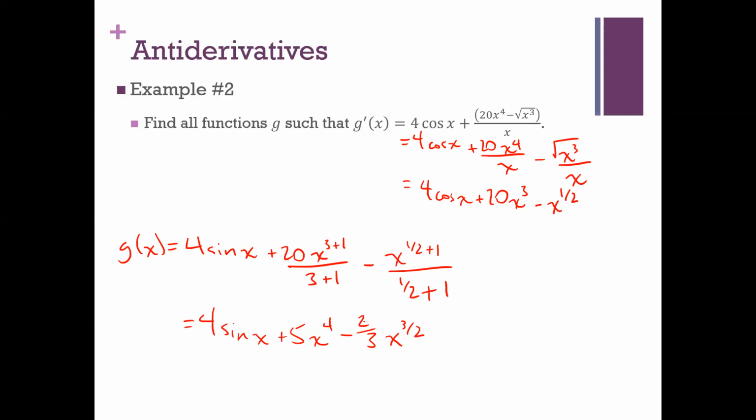Is it perfect? Or is it missing something? Let's see. So again, when we take an antiderivative, what happens to constants when you take a derivative? It goes to 0, right? So when you're going the opposite way, constants might appear.